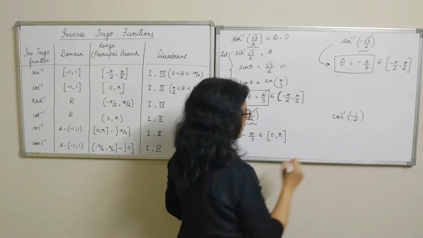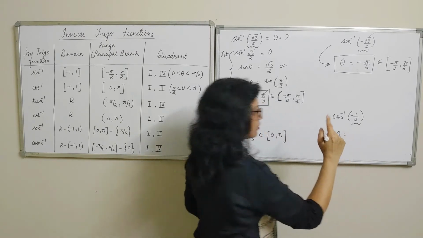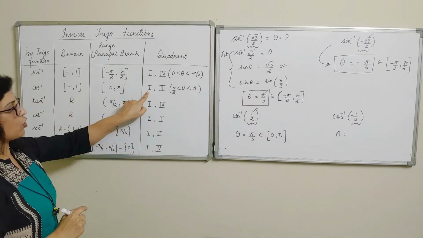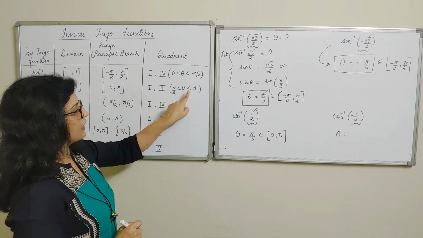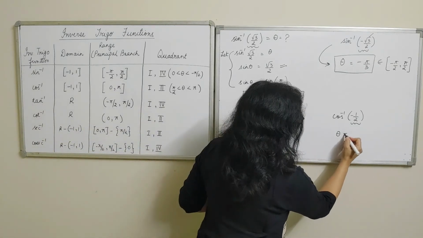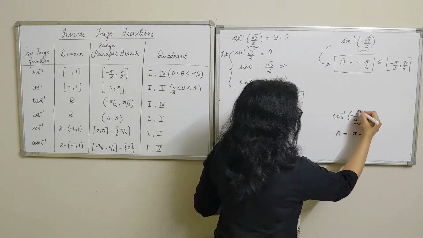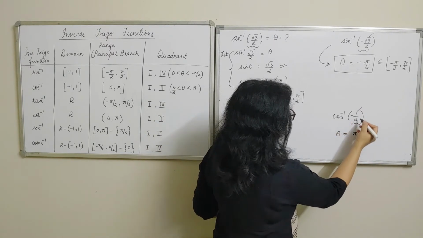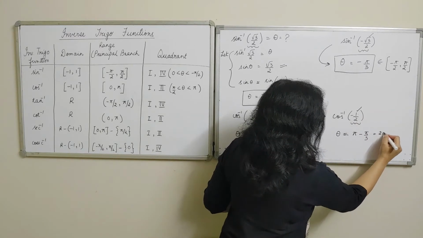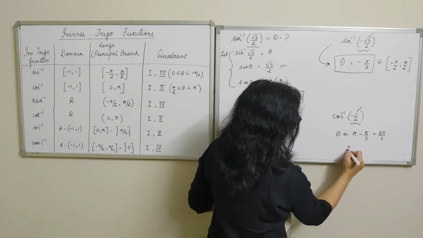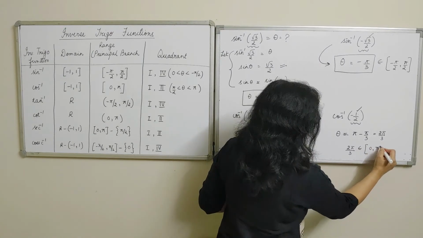If we want to find out the value of cos inverse minus 1 by 2, notice the value is negative, so that means theta is not in the first quadrant. If it is not in the first quadrant, where is it? It is in the second quadrant. The second quadrant angle is less than pi. So we can find the angle as pi minus something. Something is what? An acute angle for which cos of that angle gives the value 1 by 2, and that angle is pi by 3. So we get an angle 2 pi by 3, which is 120 degrees, and we know this angle definitely belongs to the principal branch.